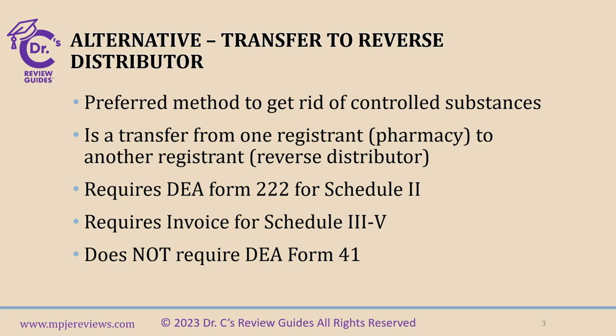If it's a Schedule 3 through 5, all it's required is an invoice rather than a 222. And as the person sending the controlled substances, you would have to create the invoice to send to the reverse distributor. The tricky thing there is you don't use a DEA Form 41 because you're not the one destroying the drugs.